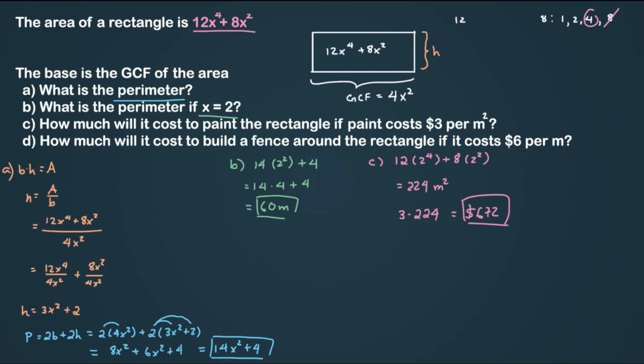And last but not least here, we want to know how much will it cost to build a fence around the rectangle if it costs $6 per meter. And we know the perimeter is 60 meters. So just like for question C, we just take the cost per meter, which is 6, and we multiply it by the amount of meters we have, which is 60. And that's going to give me $360. And that's the answer for question D.